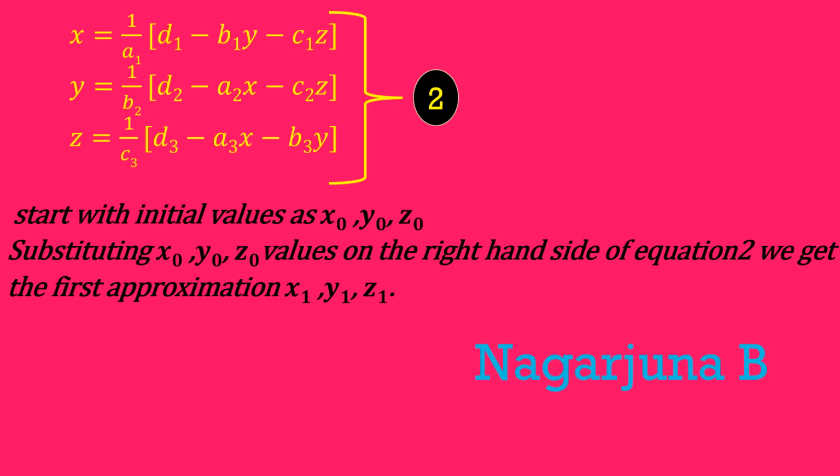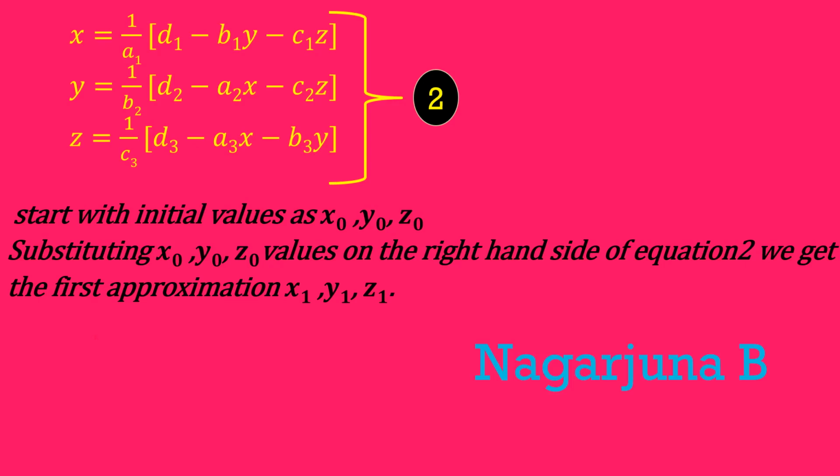You can see above that is a system of equation 2. On the right hand side, you need to substitute these values and we get the first approximation, that will be x1, y1 and z1. Wherever y, z and x are there, you need to substitute y0, z0 and x0. That means x should be replaced with x0, y should be replaced with y0 and z should be replaced with z0 on the right hand side of system of equation 2. Then we get the first approximation, those will be x1, y1 and z1.